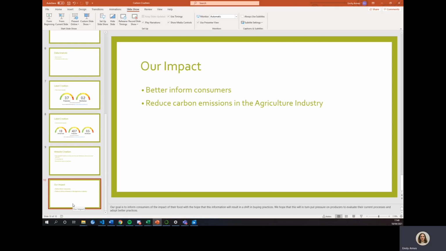And we think our impact will help better inform customers to make the right decisions and influence how they shop, which will then in turn put pressure on the agricultural industry and reduce carbon emissions overall.